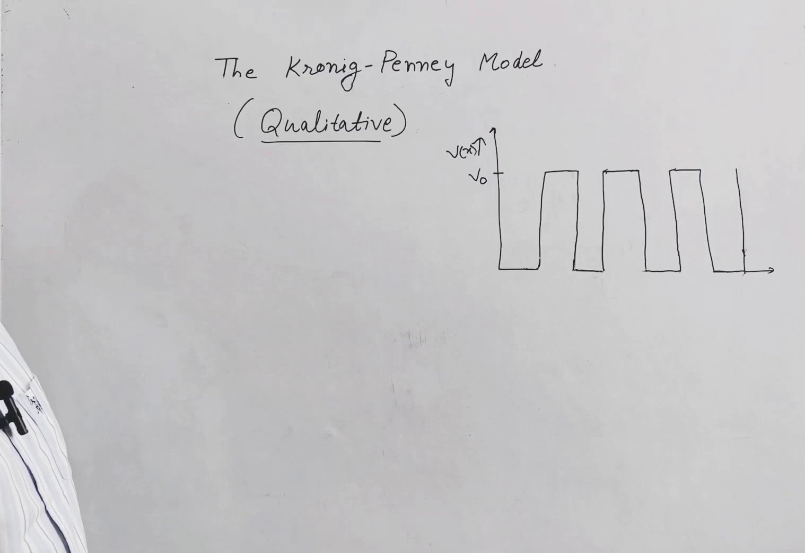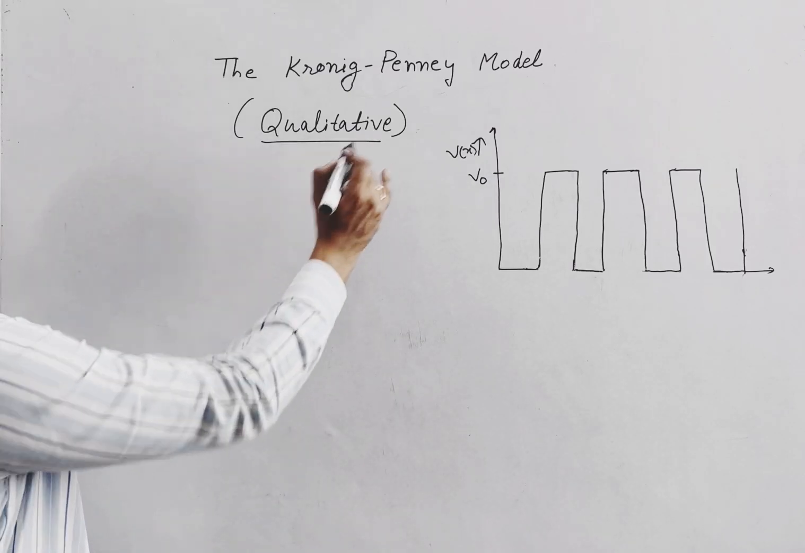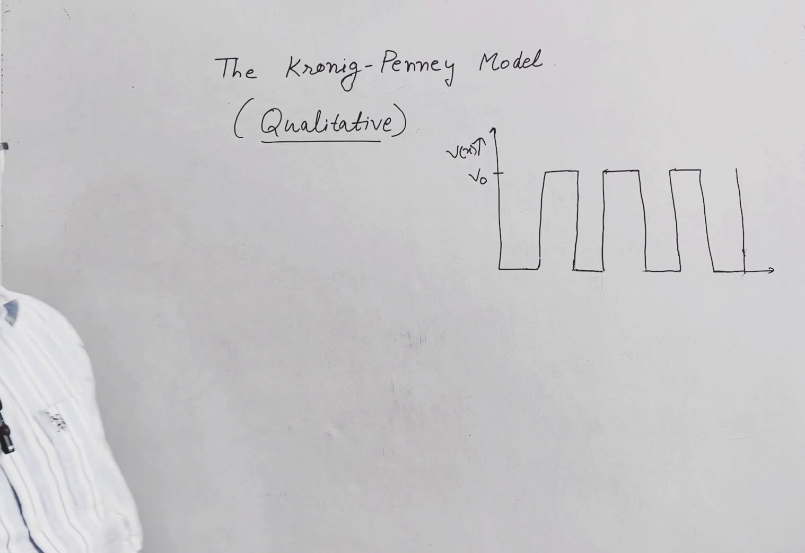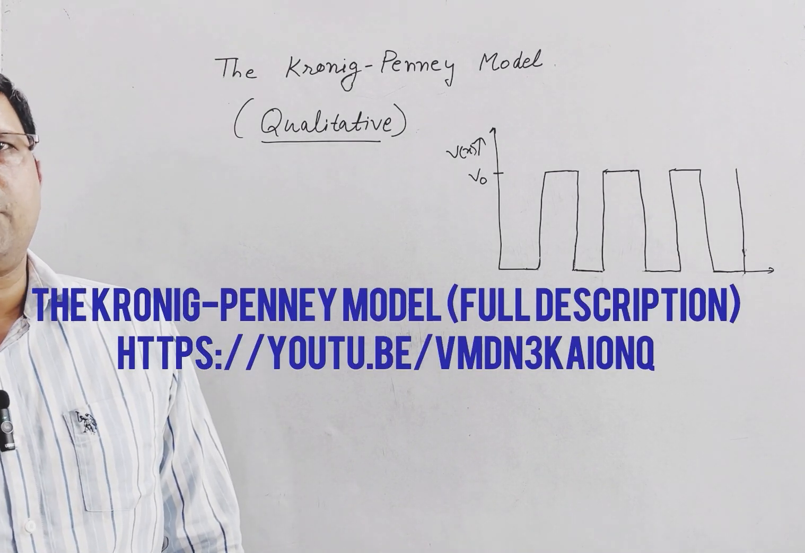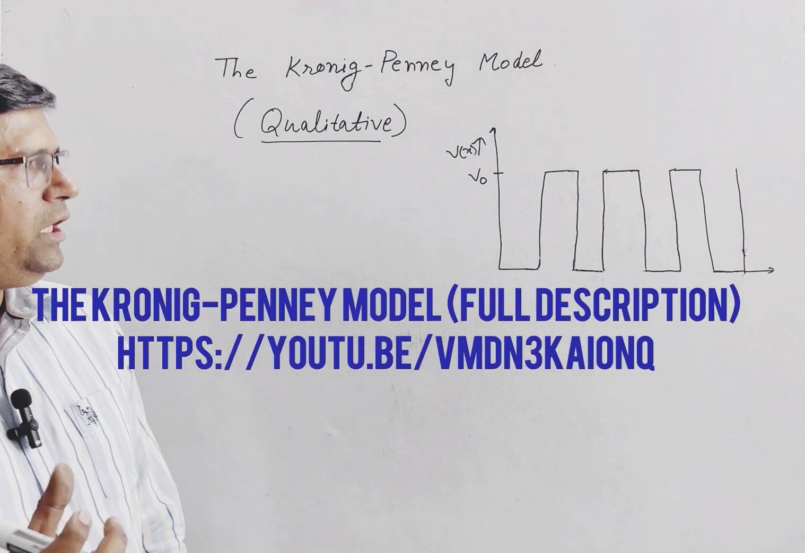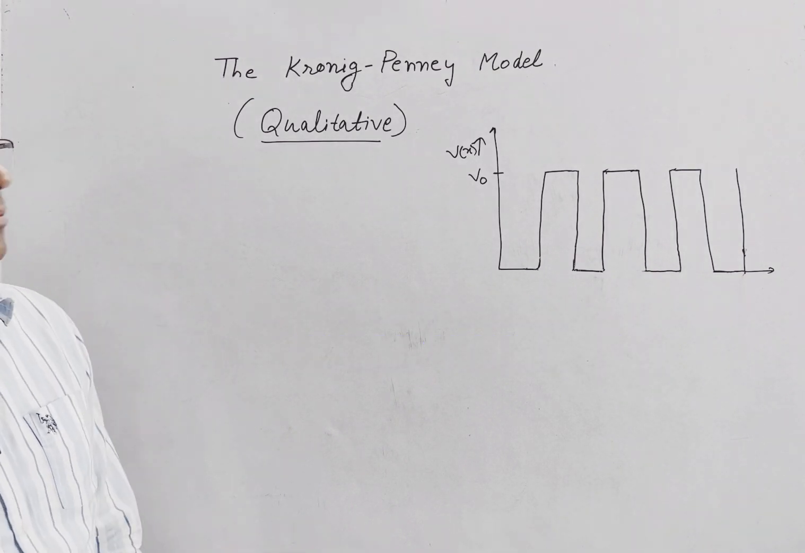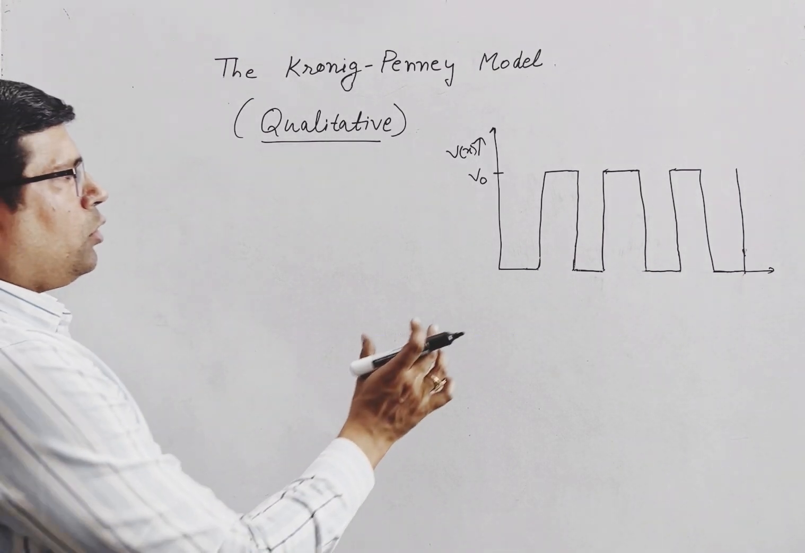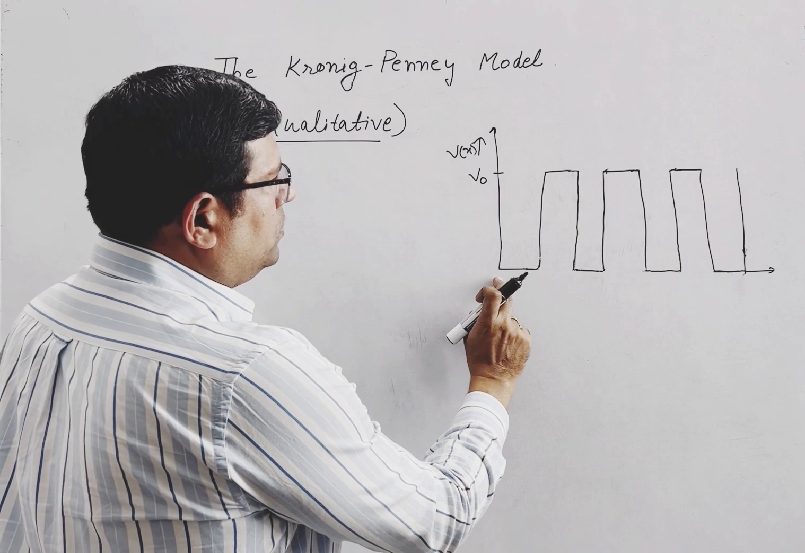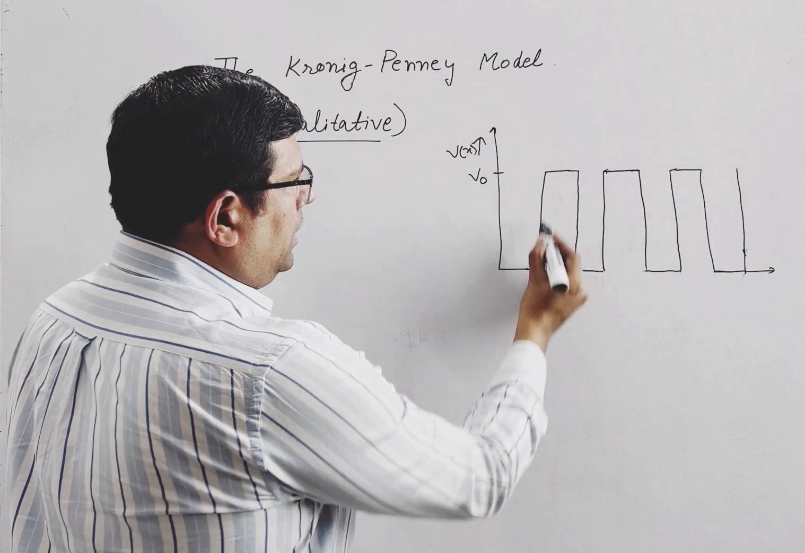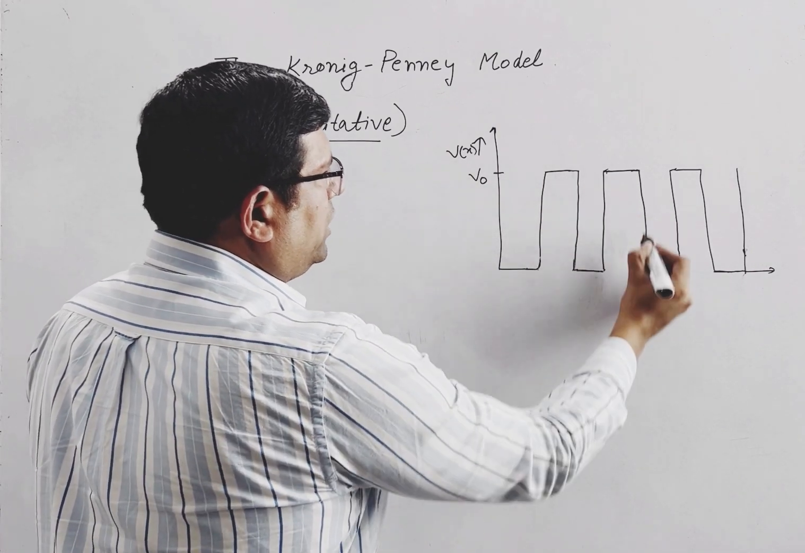In this lecture, I am going to explain the Kronig Penney model qualitatively. If you want to see the full detail, then go to the description. I have given the link there for the full description of the model. Kronig and Penney assume the potential as rectangular potential wells.